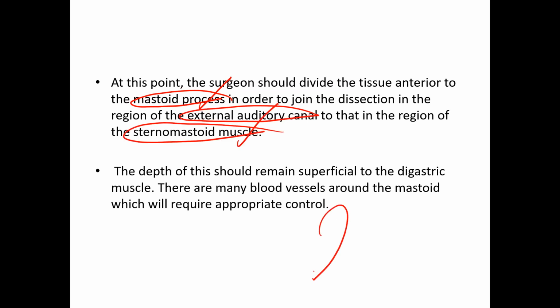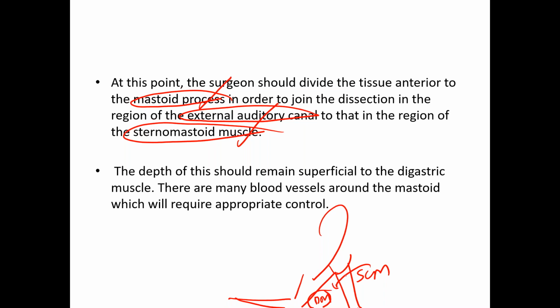So when you take this, for example, this is the mastoid process, this is the sternocleidomastoid, and when you take this as the mandible, from here to here the digastric muscle also comes. So this is the sternocleidomastoid that is attached to the mastoid process. This is the digastric muscle that is attached to the mastoid process. So the depth should be superficial. It should go below the sternocleidomastoid and above the digastric.